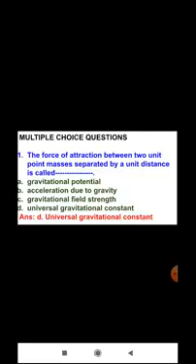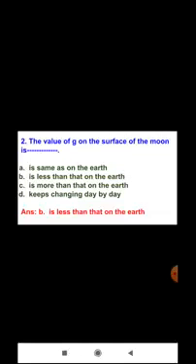Now, second question. The value of small g, acceleration due to gravity, on the surface of the moon is what? The options are: same as on the earth, less than that on the earth, more than that on the earth, keeps changing day by day. We are talking about acceleration due to gravity on the surface of the moon, so the option would be option B. It is less than that on the earth. Okay. Next question.